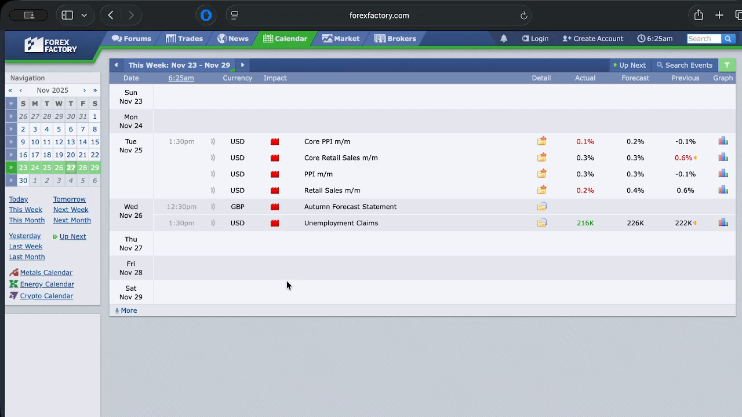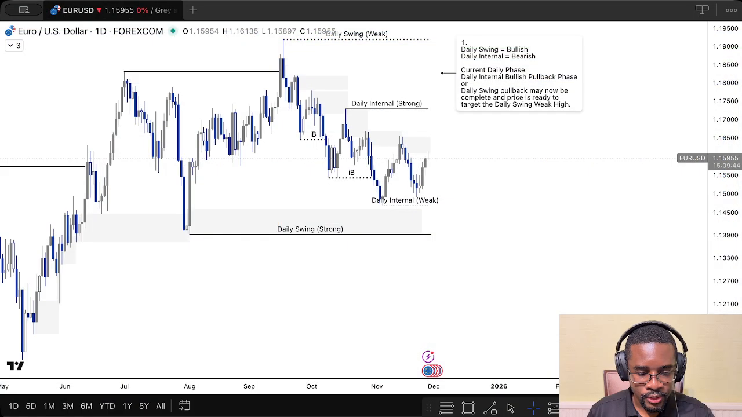So the tone for the week was set on Tuesday, and yesterday was a continuation, and today we can assume that continuation will continue. Okay, so let's look at the charts, what we were expecting yesterday and what happened.